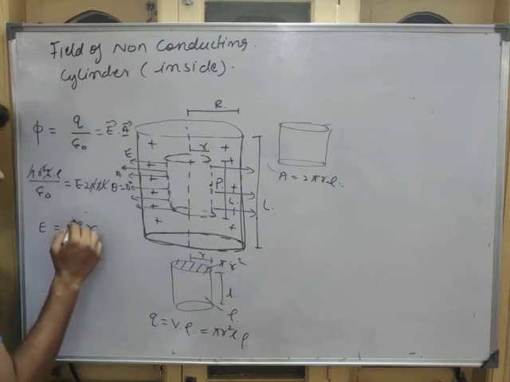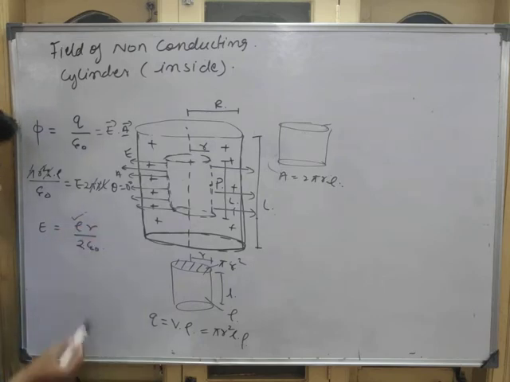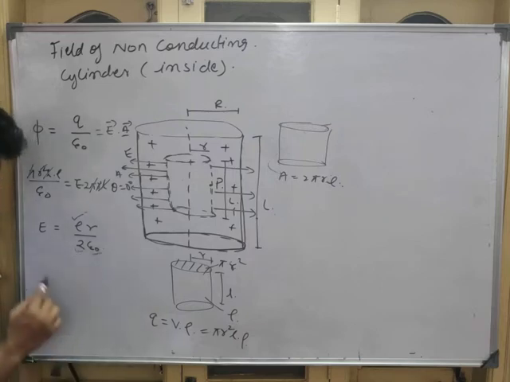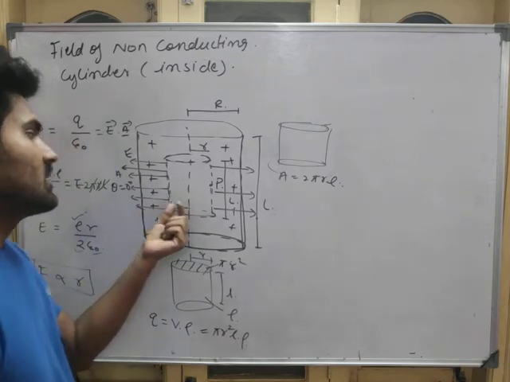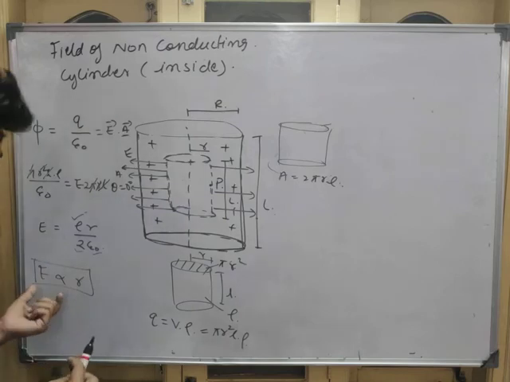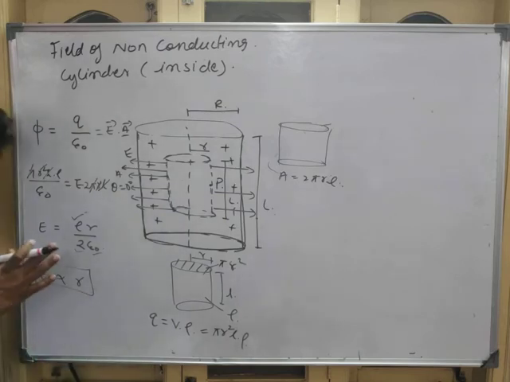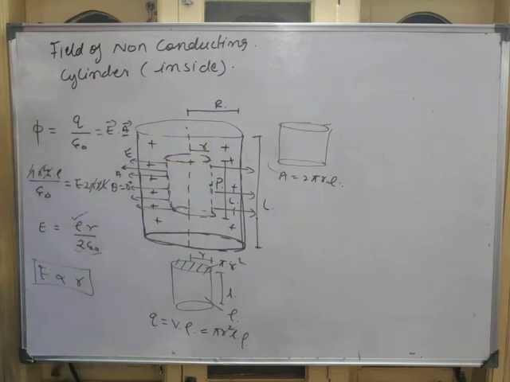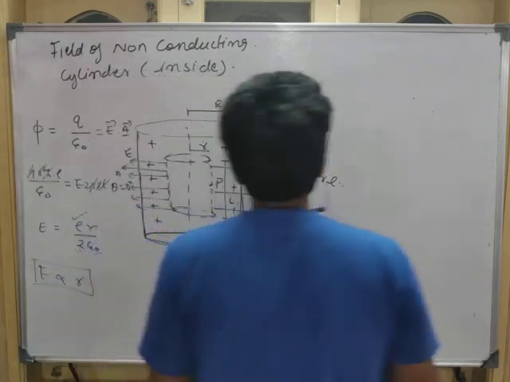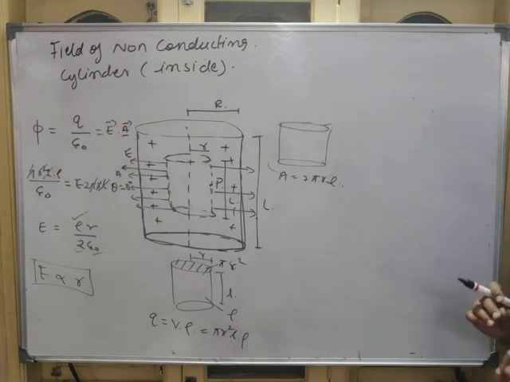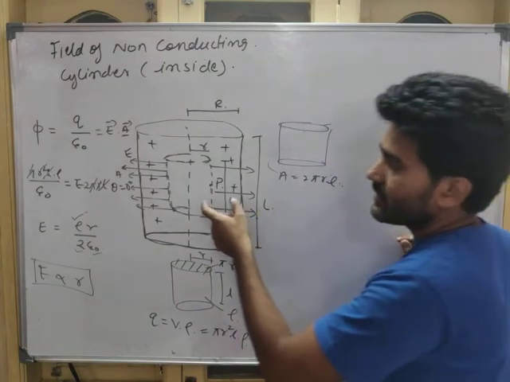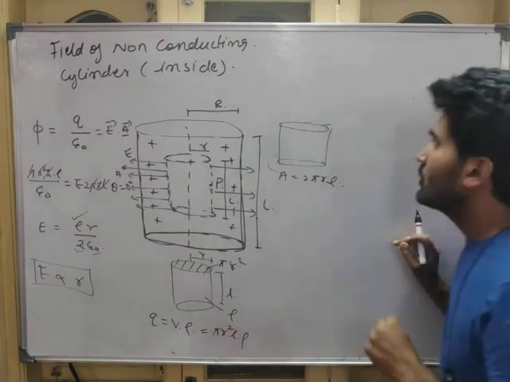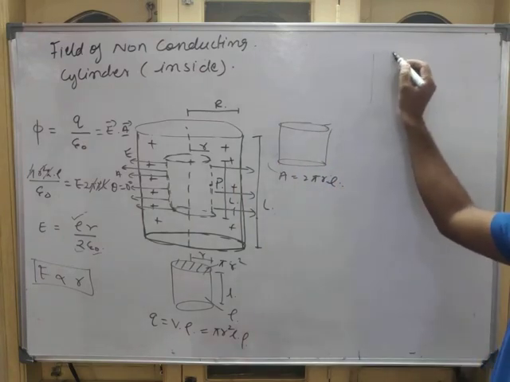Here you see this rho is constant for a particular body. This is constant, this is also constant. So we can say the field is proportional to r. It means the field generated by the cylinder inside will be proportional to r. Means as you move away from the center of this cylinder, the field will increase. As we have seen in the last video, the field decreases as we go outside. So if you want to make the figure for this, we can make a figure.